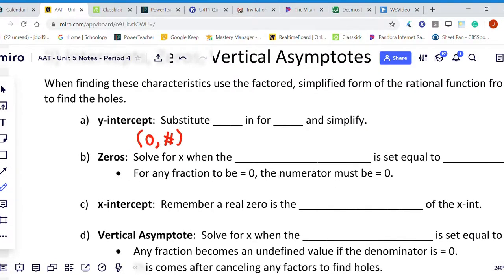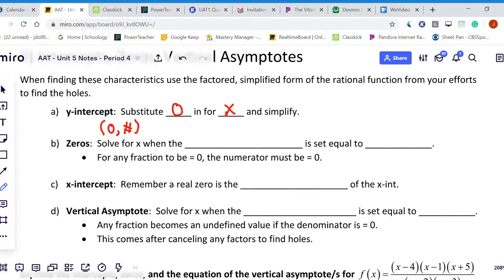So how do we find a y-intercept? Well, it's pretty straightforward. We substitute 0 in for x and we simplify to get y. So you plug 0 in for x, simplify, that's your y-coordinate, you got your y-intercept. All right, zeros. Zeros come when we solve for x, when the numerator is set equal to 0. Here's the deal. For any fraction to be equal to 0, the numerator must be equal to 0.